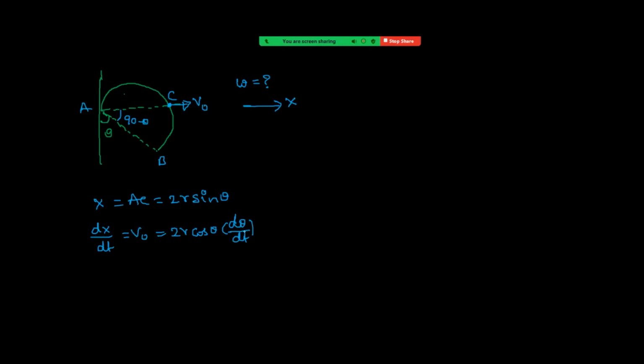This d theta by dt is the angular velocity, right? And we have to find this when theta equal to 60. So next step, v naught equal to 2r cos 60, which is 1 by 2, into omega. So 2 gets cancelled. Remaining is omega. Omega is equal to v naught by r. That is our answer. So the key point here is that velocity is constant. So immediately we focus on its position coordinate and the derivative of that. So I hope you got clarity.